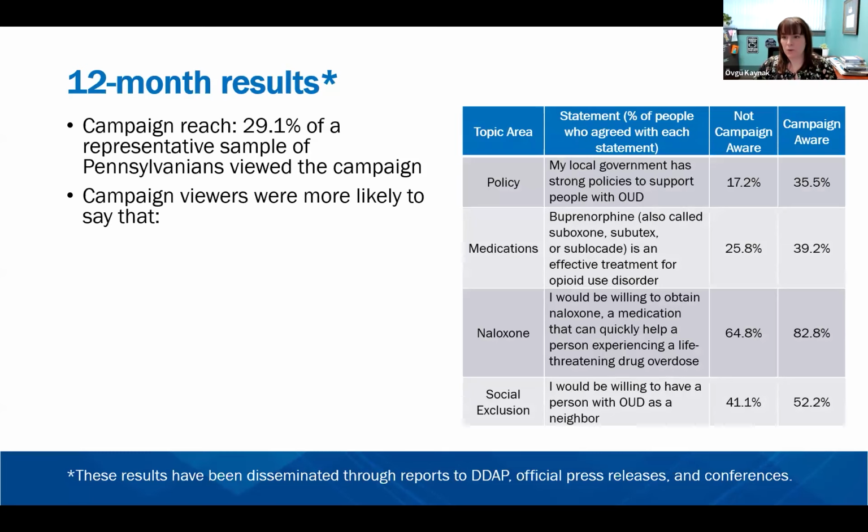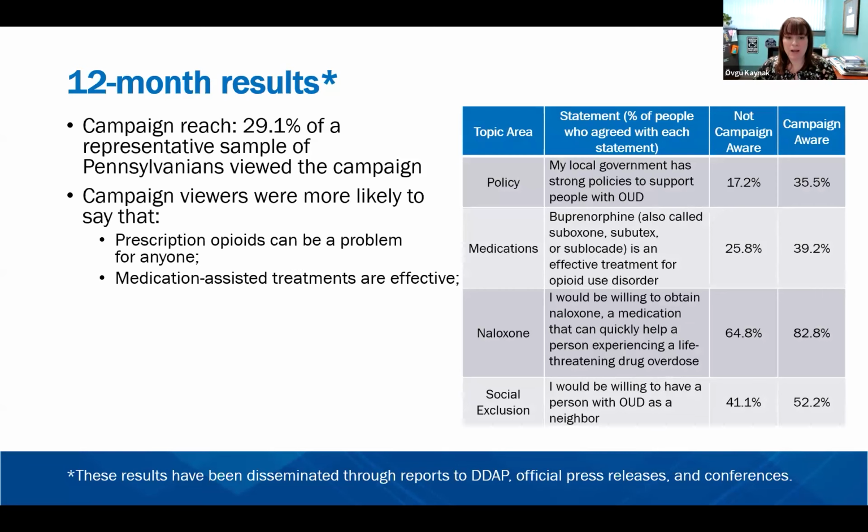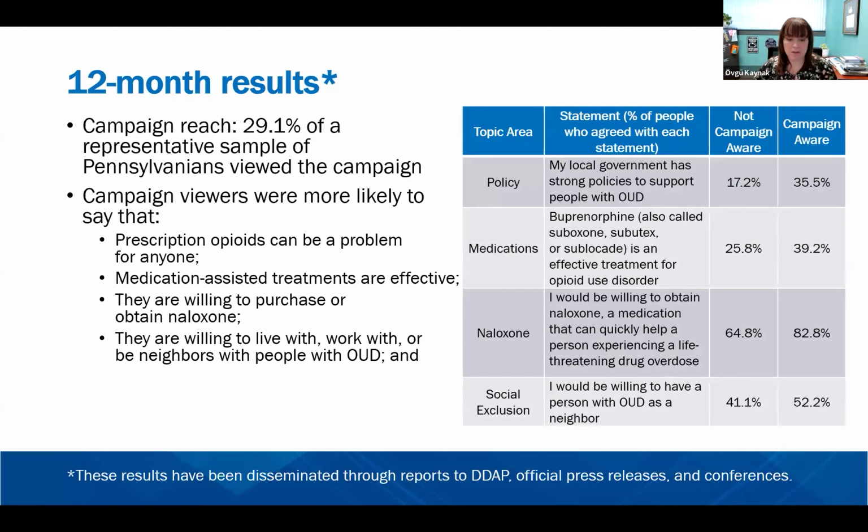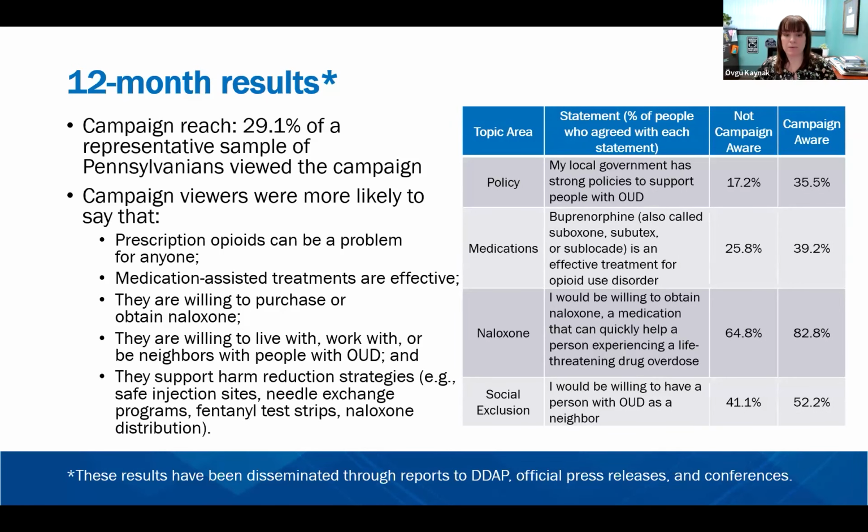After 1 year, when we looked at campaign reach, 29% of our sample of Pennsylvanians had viewed the campaign. Campaign viewers were more likely to say that prescription opioids can be a problem for anyone, that medication-assisted treatments are effective, that they're willing to purchase or obtain naloxone, that they're willing to live with, work with, or be neighbors with people with OUD, and that they support harm reduction strategies.